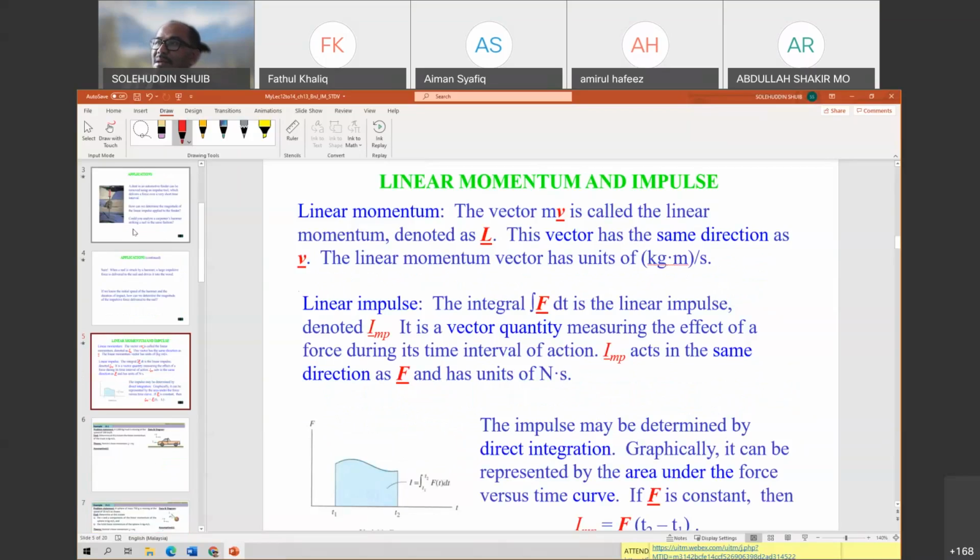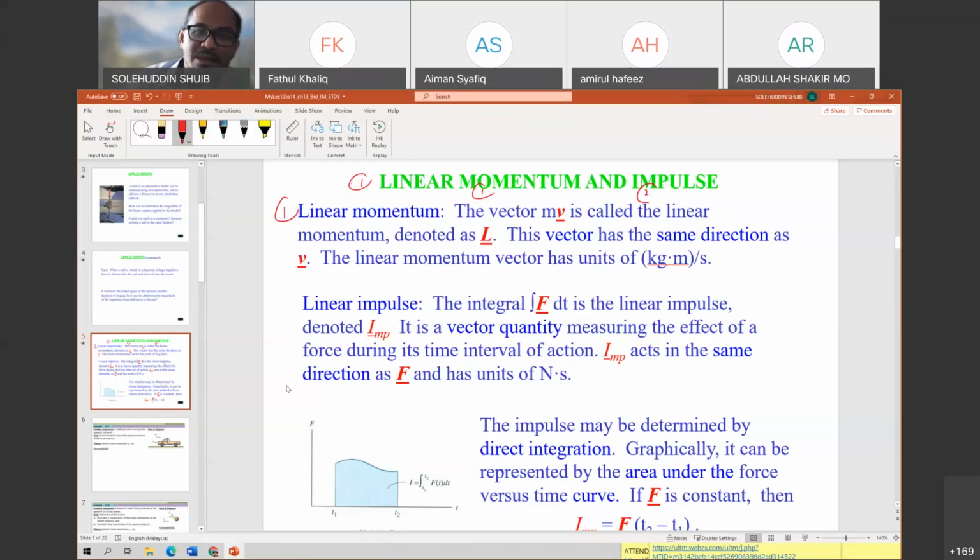On the next slide, slide number 5, I would like to highlight the definition of linear momentum and linear impulse. Linear momentum is number 1. Number 2 is linear impulse. First thing, we look at linear momentum.